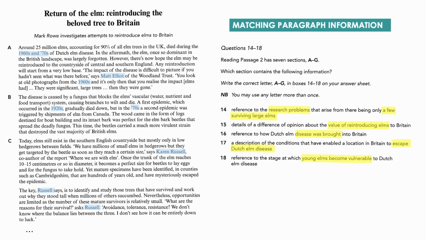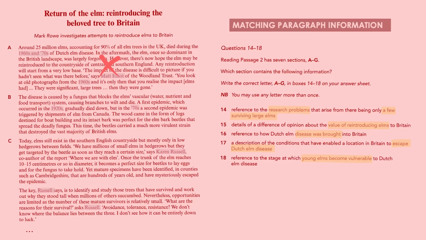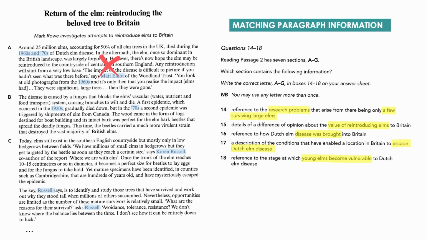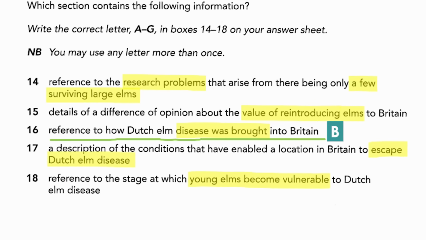Okay, could you match paragraph A? Probably not, because A is not matched to any of the statements. What about B? I found this. A second epidemic was triggered by shipments of elm from Canada. And so beetles that spread the deadly fungus were there. And that is very similar to the reference of how Dutch elm disease was brought into Britain. And please note that the whole statement matches, not just some keywords. So B, 16. What about C?